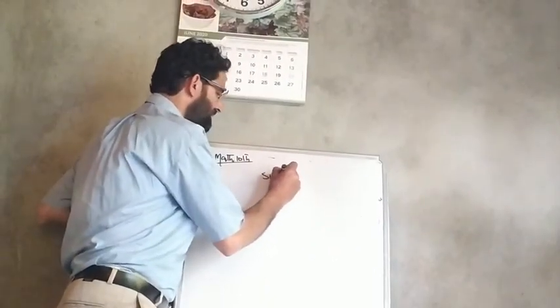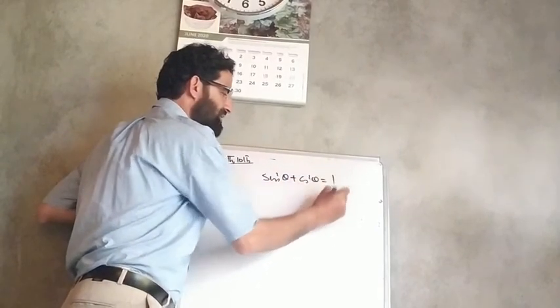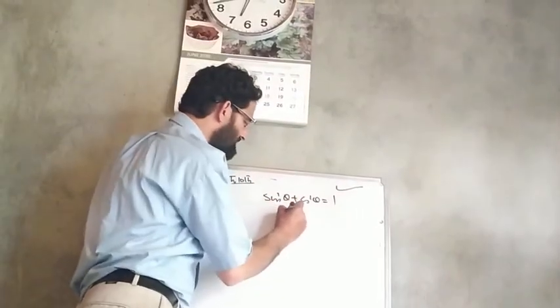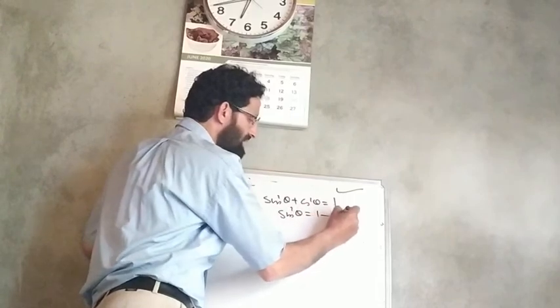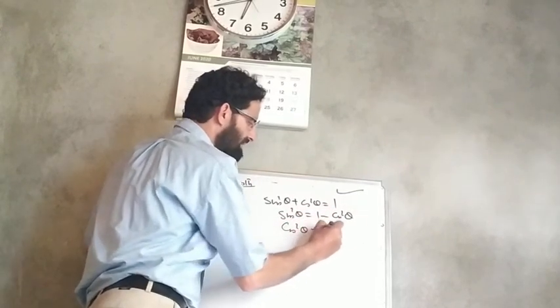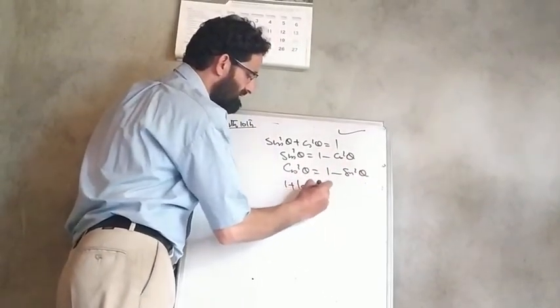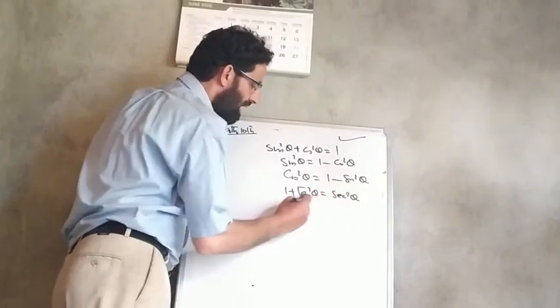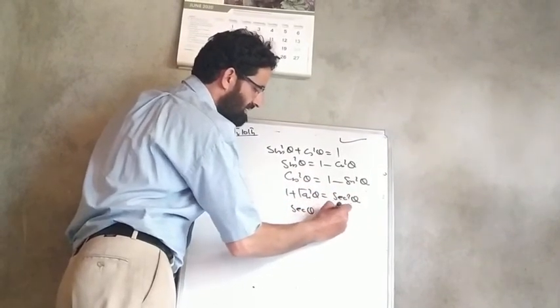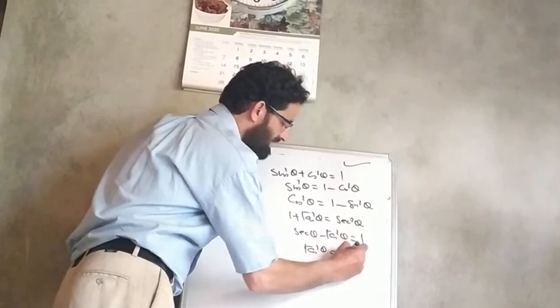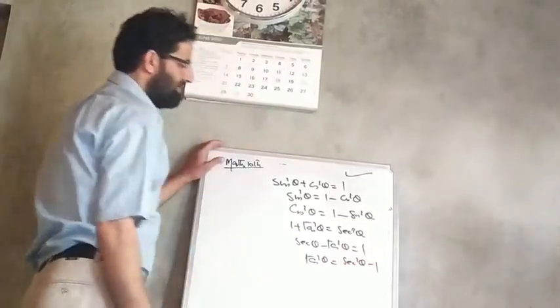That's exercise 8.4. So sin square theta plus cos square theta is equivalent to 1. This is the first identity, that we call the fundamental identity. And sin square theta is equivalent to 1 minus cos square theta. And cos square theta is equivalent to 1 minus sin square theta. Similarly, 1 plus tan square theta is equivalent to sec square theta. Or sec square theta minus tan square theta is equivalent to 1. Or tan square theta is equivalent to sec square theta minus 1. So these are the identities.